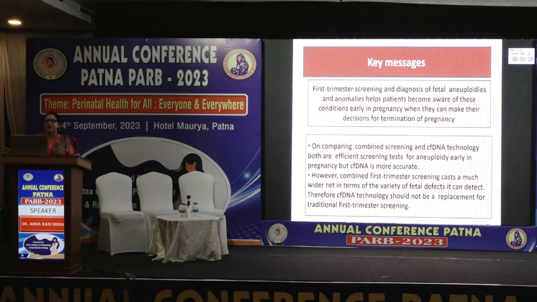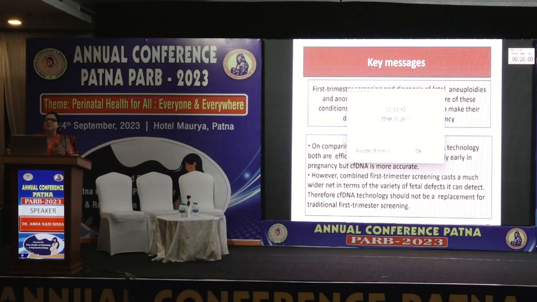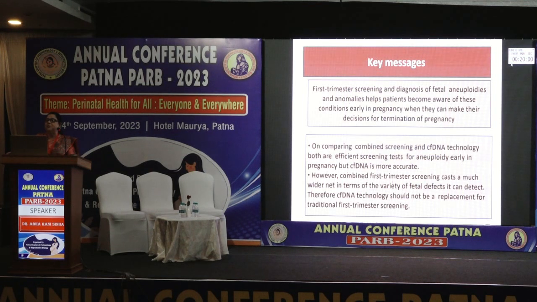So as said rightly in our morning lecture, if the patient has an IVF pregnancy, or is a case of recurrent pregnancy loss, or if there is a family history, or if there is any genetic abnormality, it is better to go for the cell-free DNA first as a screening test. Why spend on two tests? In those cases, the cell-free DNA test will be a better test. Therefore, cell-free DNA technology should not be a replacement for the traditional first trimester screening.